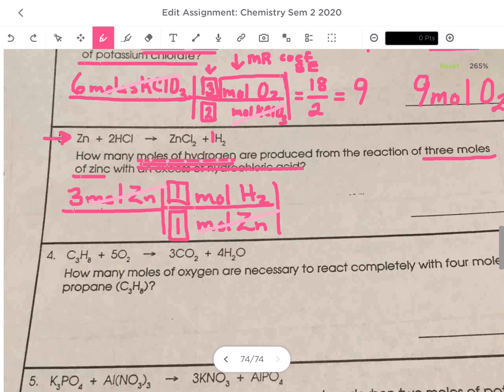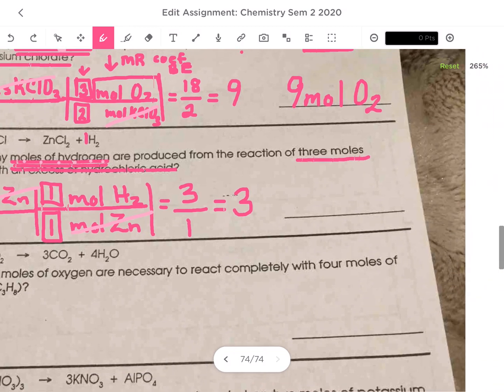So therefore, I have to do math magic now. 3 times 1, that's not hard at all. That's 3. 1 times 1 is 1. So my answer is 3. Last step, significant figures. How many significant figures are in 3? Only 1. So I can write 3 moles of H2.